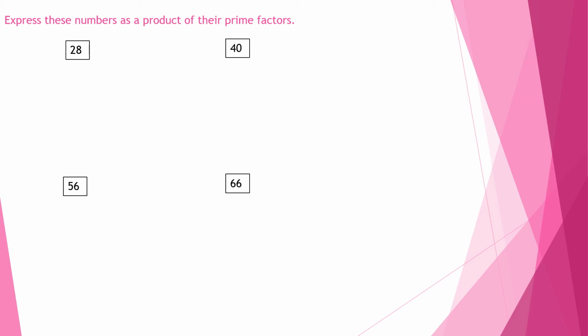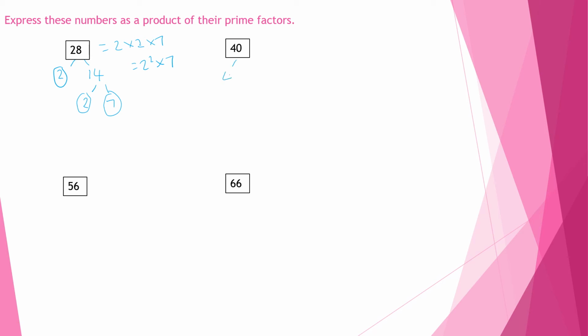Okay, so I'm going to split 28 up into 2 times 14. I always like to divide it by 2 or 3 because straight away that's a prime factor. And I can do 14 as 2 times 7, 7 being a prime number. So 28 is 2 times 2 times 7, or 2 squared times 7.